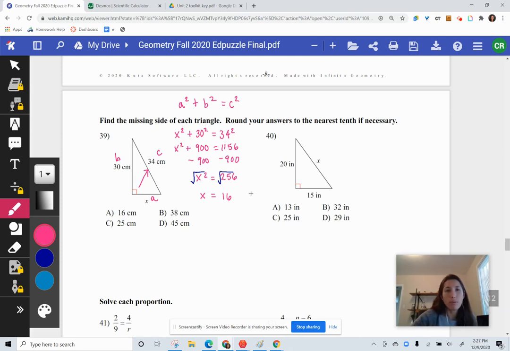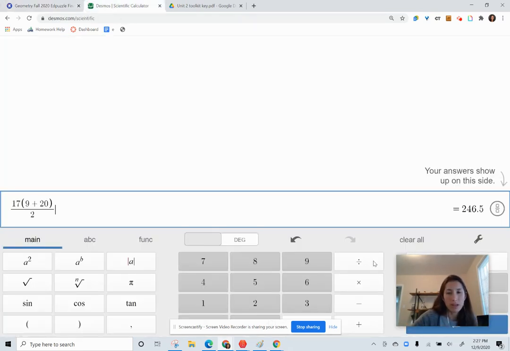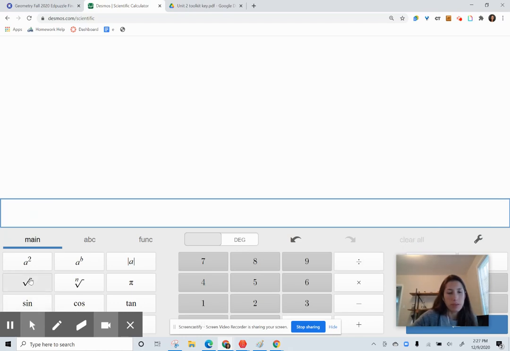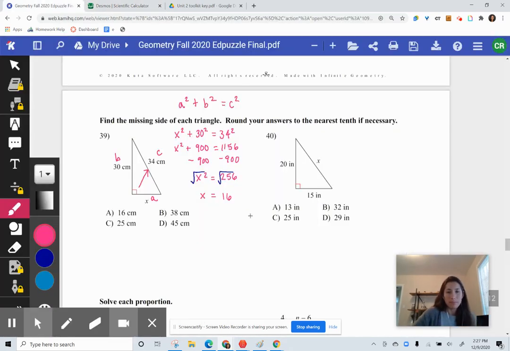So just a reminder, where we find that on the calculator is the square root button, that's right here, and the square root of 256 is 16. And that seems to be in good proportion with the other side lengths.